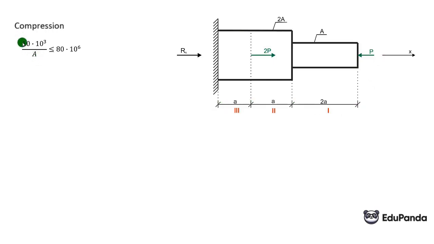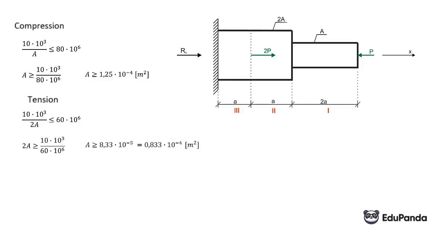So the absolute value of the compressive force is 10 kN, so times 10 to the third, divided by the cross-sectional area of the first part, which is A, must be less than or equal to the compressive strength, which is 80 megapascals, so times 10 to the sixth. We transform it, multiply by A, divide by 80 times 10 to the sixth, and calculate A from this. We do the same with tension, so we take the force, its absolute value, also 10 kN, divided by the cross-sectional area of this part, which is 2A, less than or equal to the tensile strength, which is 60 megapascals.